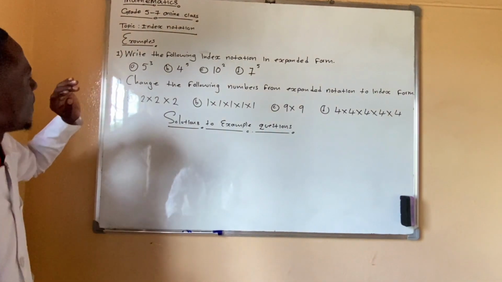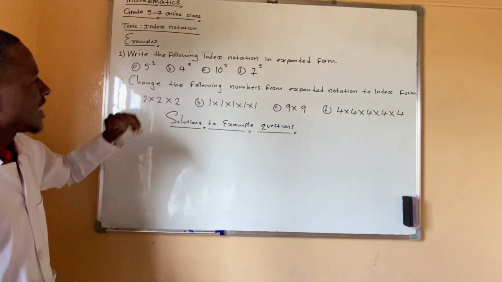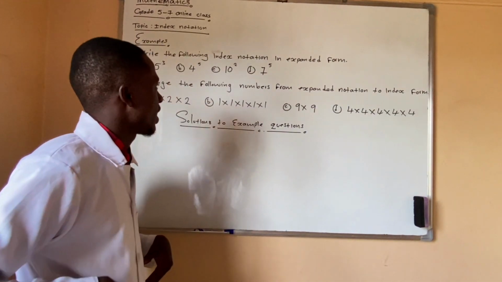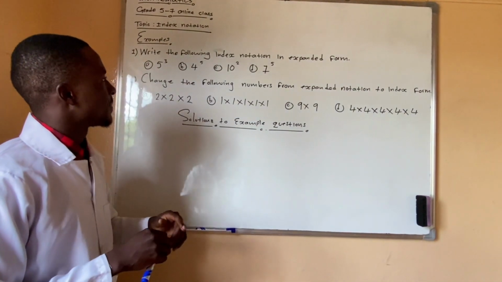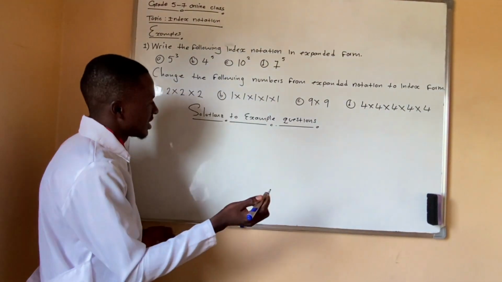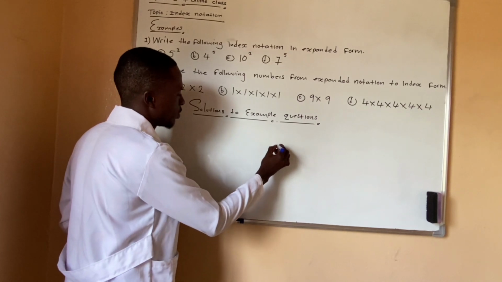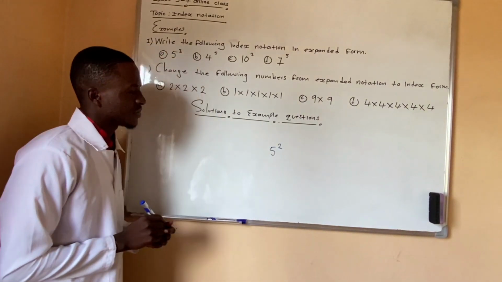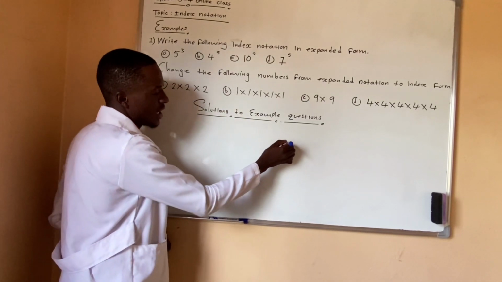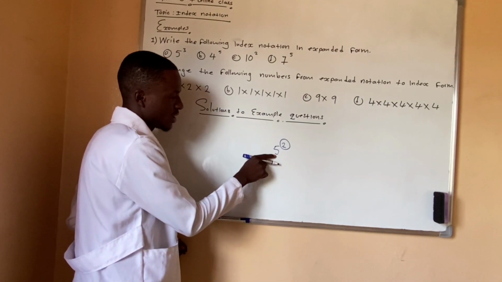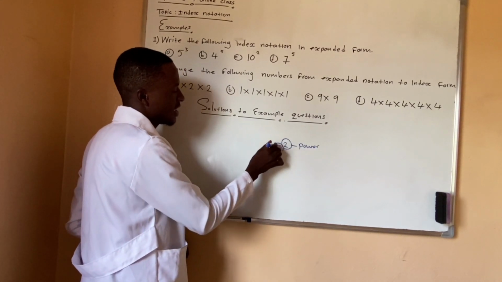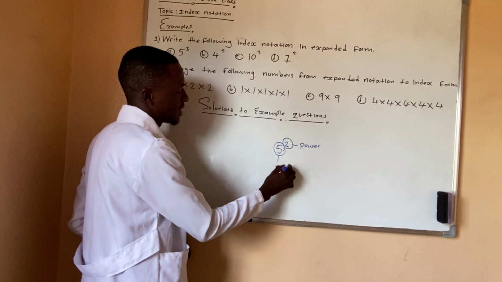Now before I answer this question and the other questions, let me just introduce this topic nicely. This topic is all about numbers with powers and bases. For instance, let us say we have 5 to the power 2. You have to know that this smaller number on top of this bigger number down here is called the power, and this number down here is called the base.